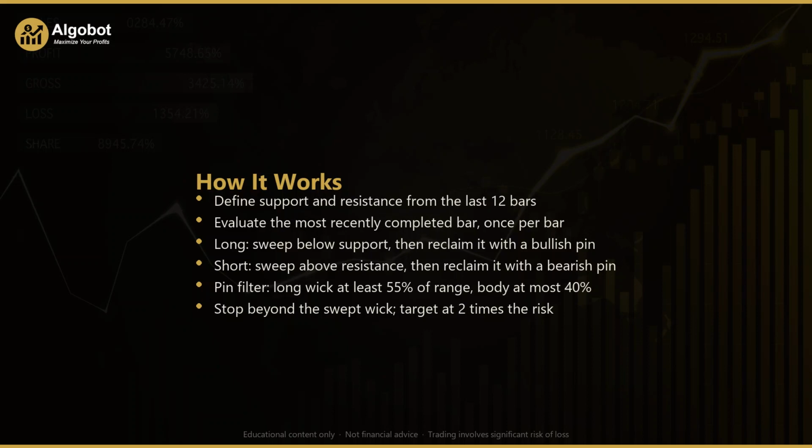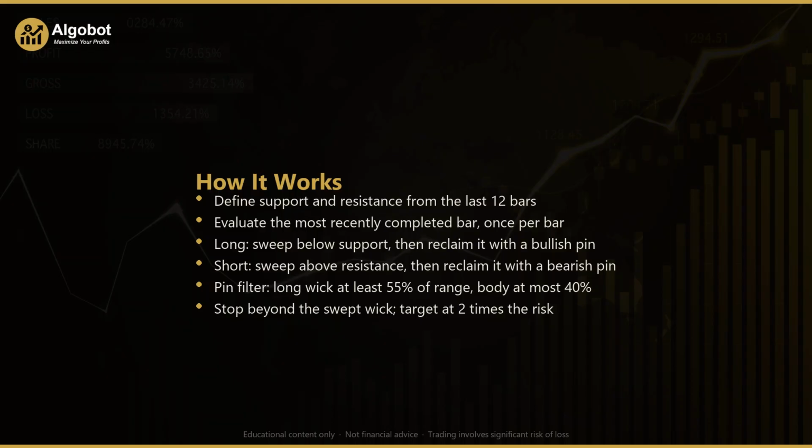First, the strategy needs a level to work with. It looks back over a set number of prior bars, controlled by the Lookback parameter, which defaults to 12. Across that window, it finds the highest high and the lowest low. The highest high becomes the resistance level, and the lowest low becomes the support level. These are the swing extremes that the market may try to sweep.